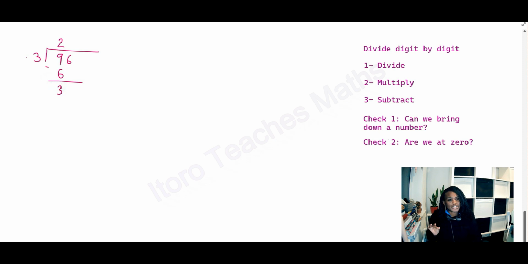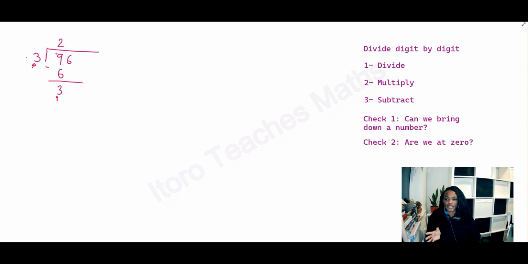Now, this is the first place you can make a very quick check. A very quick check should be that when you subtract, the answer of that subtraction, this number you write here, should be smaller than this number on the outside here. So because 3 here is not smaller than this 3, that is the first place to know that something has gone wrong. So you need to go back and check what you've done before.